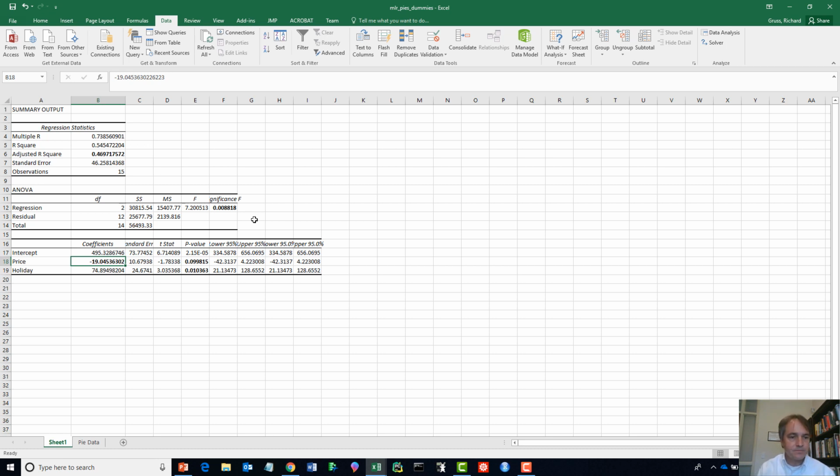Okay. And what this coefficient is going to mean then is that for every 1 unit increase in that holiday variable, we can expect 74.89 increase in sales. So what does that mean? That means that on weeks where there was a holiday, we sold 75 more pies than on weeks when there was not a holiday. Okay.